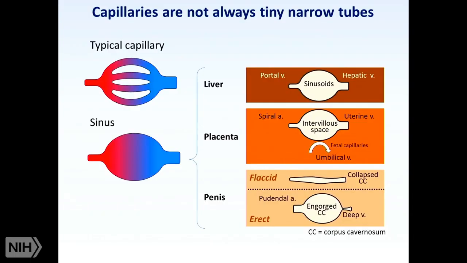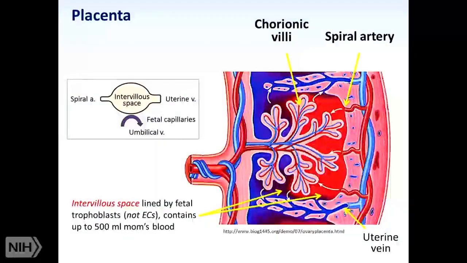Not all capillaries are teeny tiny hair-like tubes. In some cases, arterioles empty their blood into lakes or sinuses. So we're all very familiar with the sinusoids of the liver, the spleen, and the bone marrow. A more striking example is the placenta. In this case, in humans, a series of about 100 to 120 open-ended spiral arteries pump blood into the intervillous space, which, in a nice case of vascular mimicry, is lined not by endothelial cells, but rather by fetal trophoblasts.